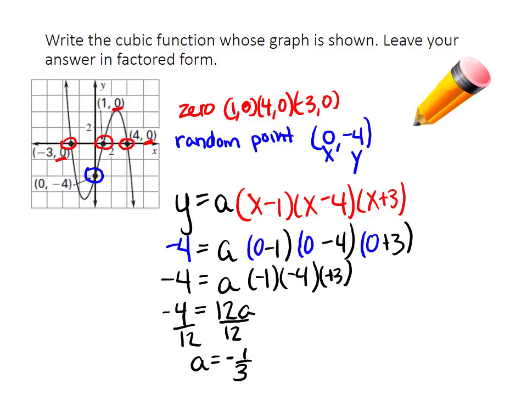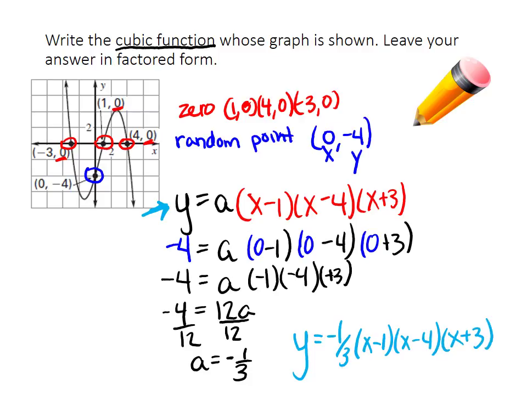Now you'll notice the directions say write the cubic function. They don't just say find a. So for my final answer, I need to rewrite this function here, but I need to plug in my a value. So I'm going to say for my final cubic function, y equals -1/3 with my factors. So with everything we've done this unit, the factors part is straightforward. We just have to do a little bit of work to get that a value.